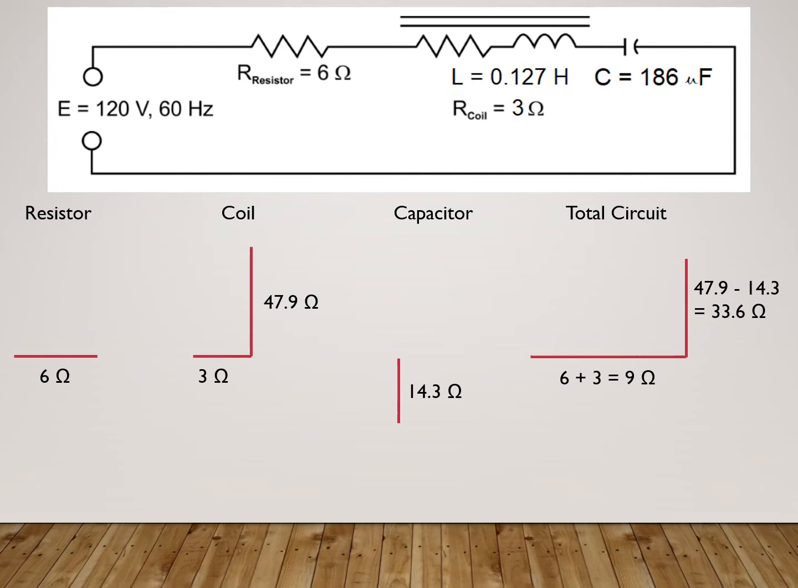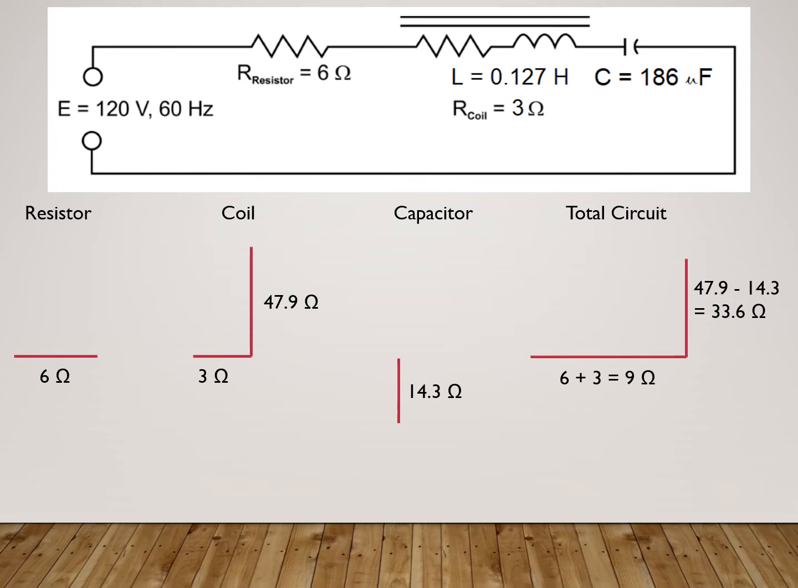In order to get our total circuit values, we have to add up all of our horizontals and all of our verticals. So 6 plus 3 is equal to 9 ohms of total resistance on my circuit. For my total reactance, I have to take my inductive reactance and subtract my capacitive reactance. Remember, they're opposites, so they cancel each other out. 47.9 minus 14.3 gives me a total reactance for my circuit of 33.6 ohms.